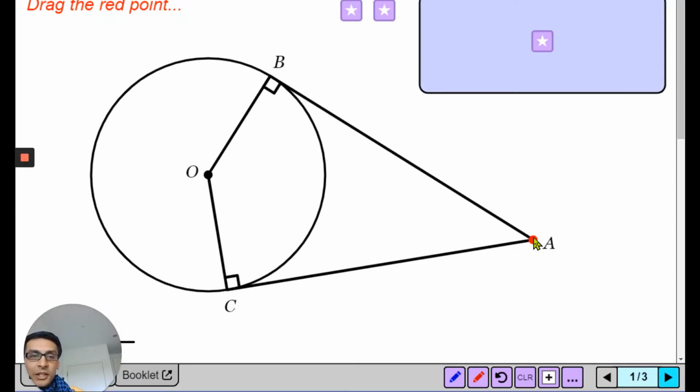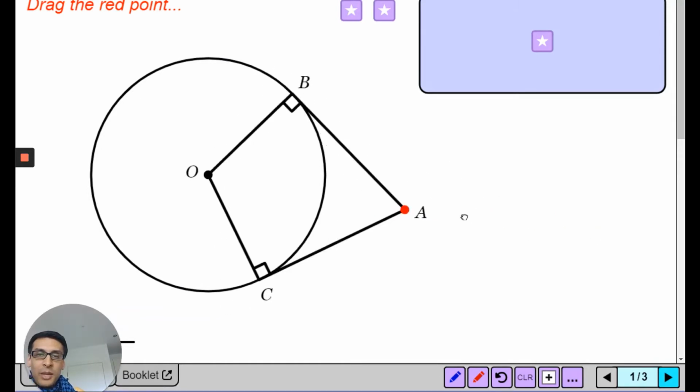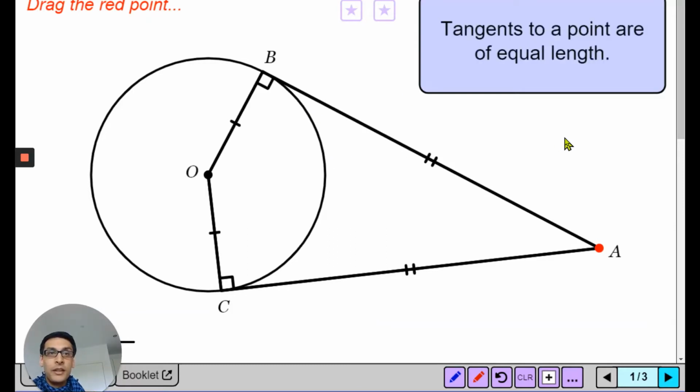And you can see if I move point A around, you might be able to spot that the distance AB is the same as the distance AC. And you can see that they stay the same. Now the proof might be obvious once I've shown you these dashes that show the lengths properly. So the name of this is tangents to a point are of equal length. That's just how you can summarize it in an exam. If you're asked to say what rule this is, that is good enough to get the marks.